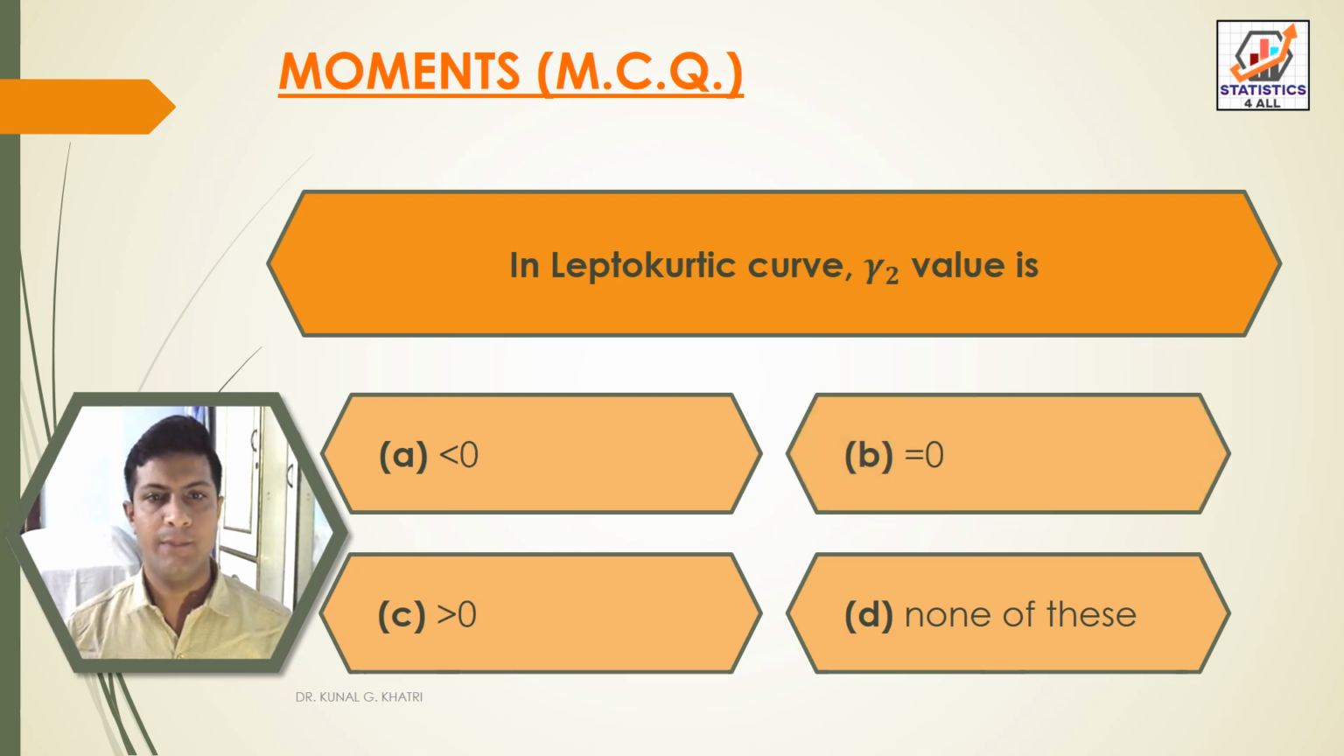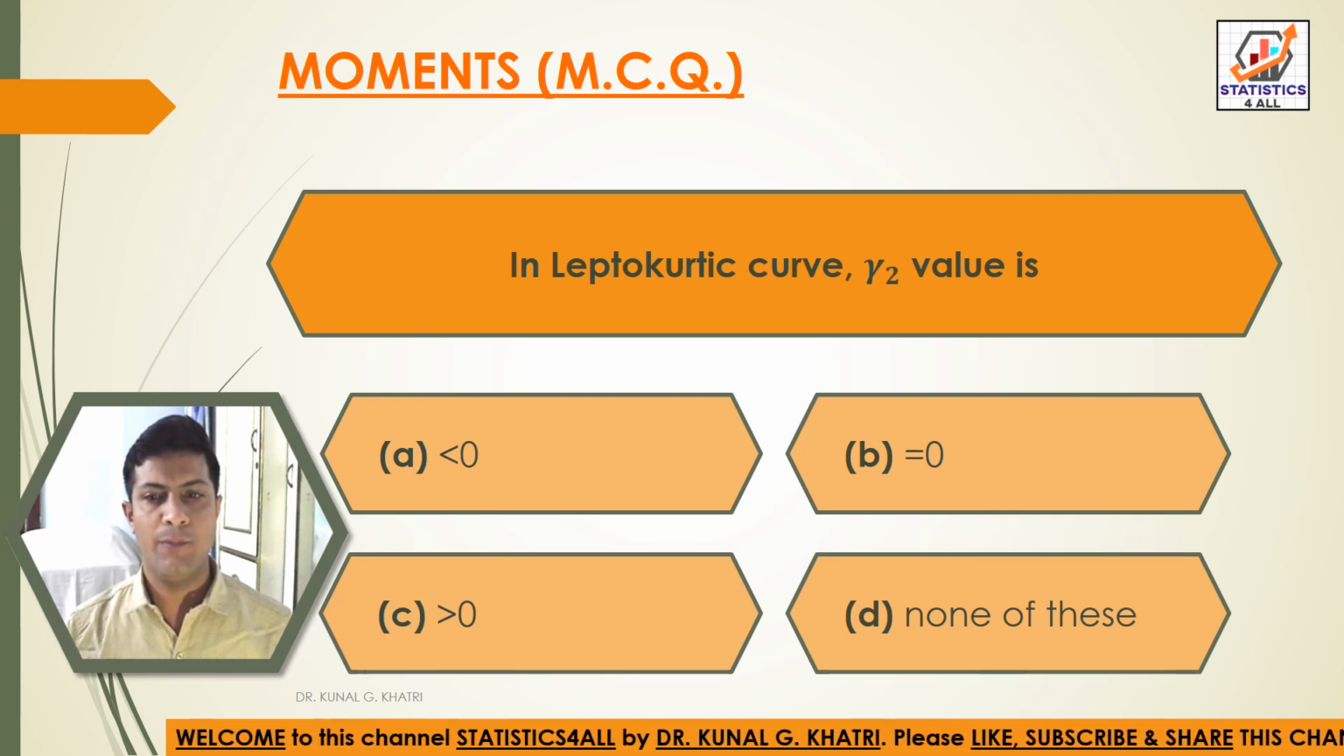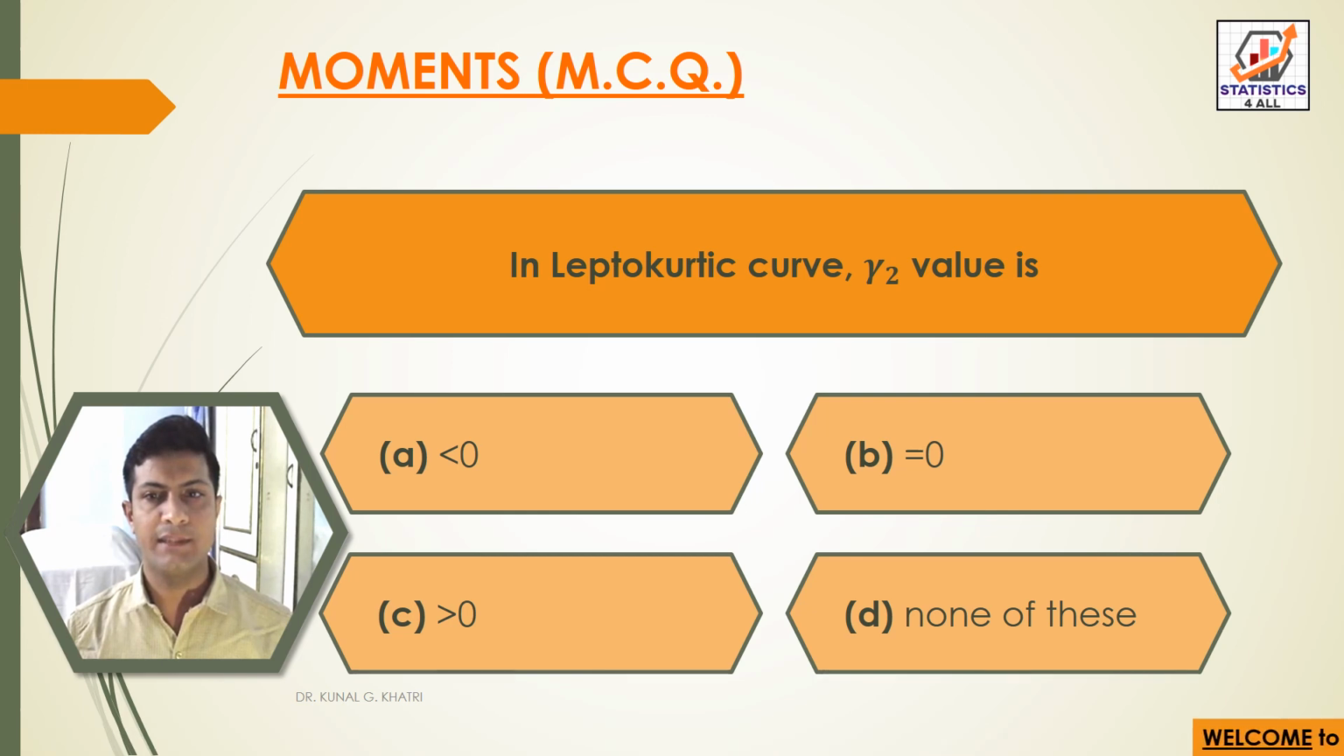Next question. In leptokurtic curve, gamma 2 value is option A less than 0, option B is equal to 0, option C greater than 0, option D none of these. So here we have answer option C, that is greater than 0. In leptokurtic curve, gamma 2 value is greater than 0.